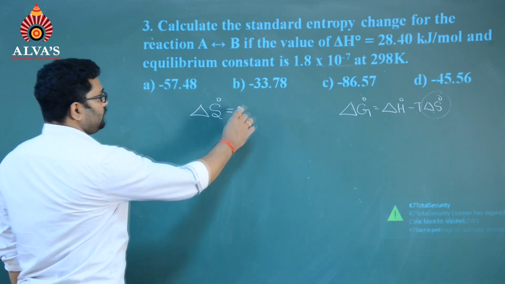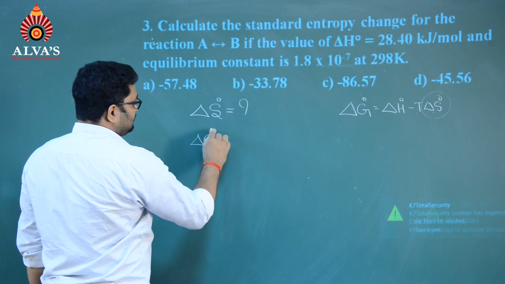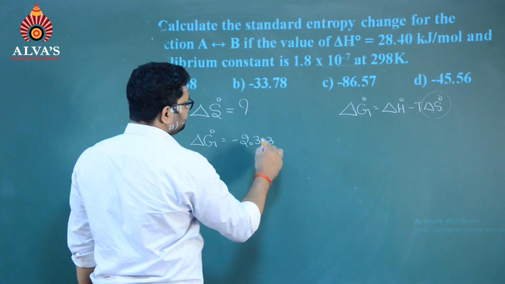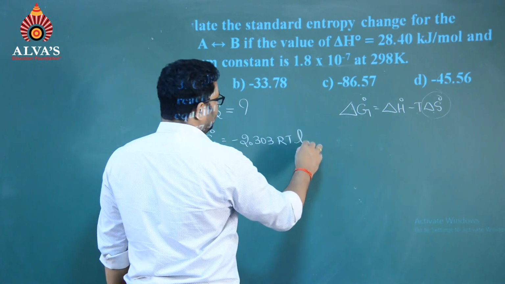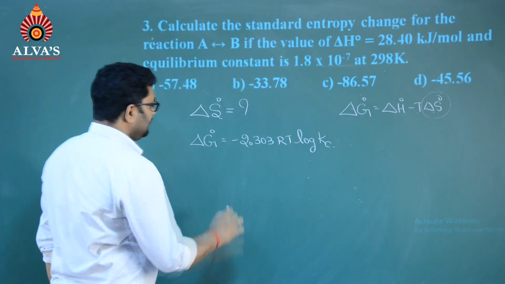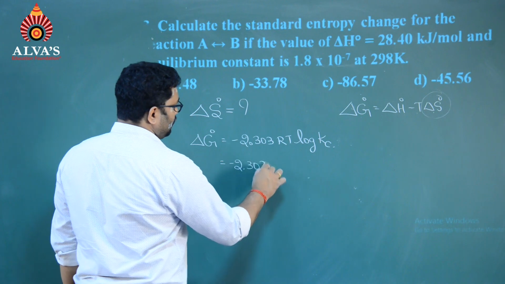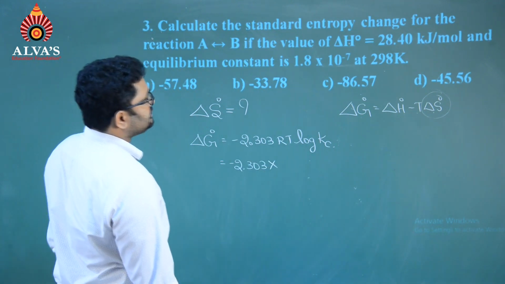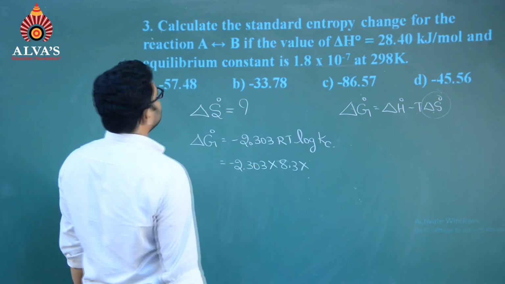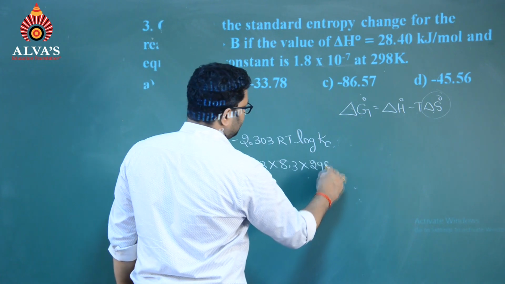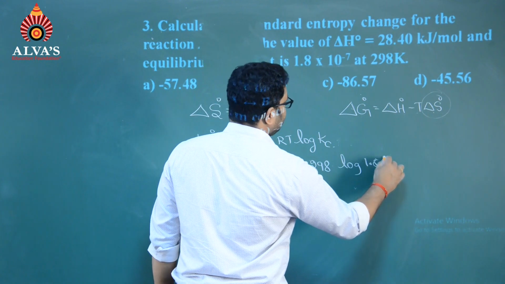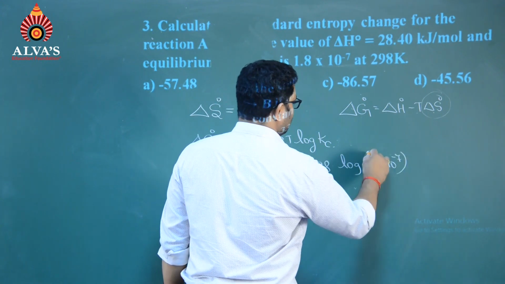Now, delta G naught, there is one equation, that is delta G naught equal to minus 2.303 RT log Kc. This is the equation. Now, minus 2.303, R here, I am going to take joule instead of kilojoule, that is 8.3, temperature is 298 Kelvin, and log Kc, the equilibrium constant value is 1.8 into 10 to the power minus 7.